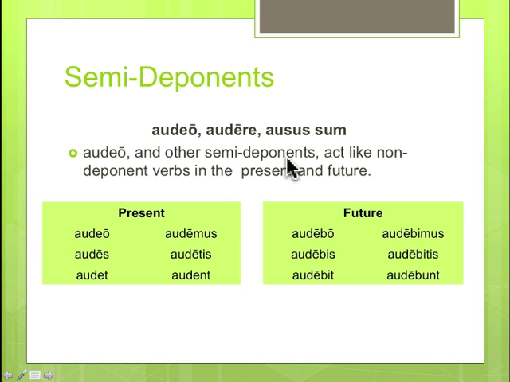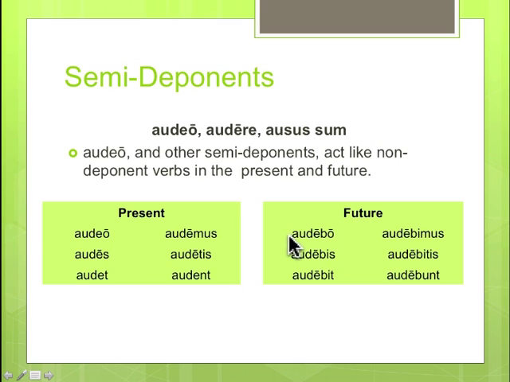Audeo and other semi-deponents act like non-deponent verbs in the present and future. Here is the present of audeo, which means I dare. Audeo, I dare; audes, you dare; audet, he dares; audemus, we dare; audetis, y'all dare; audent, they dare. Of course, this is exactly like habeo, habes, habet, habemus, habetis, habent, the regular verb habeo.